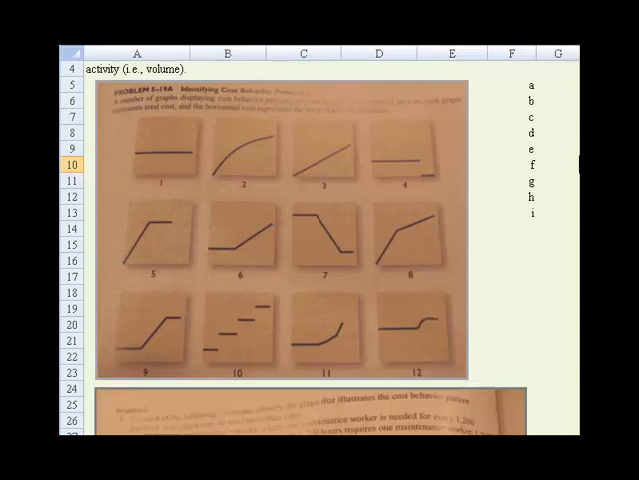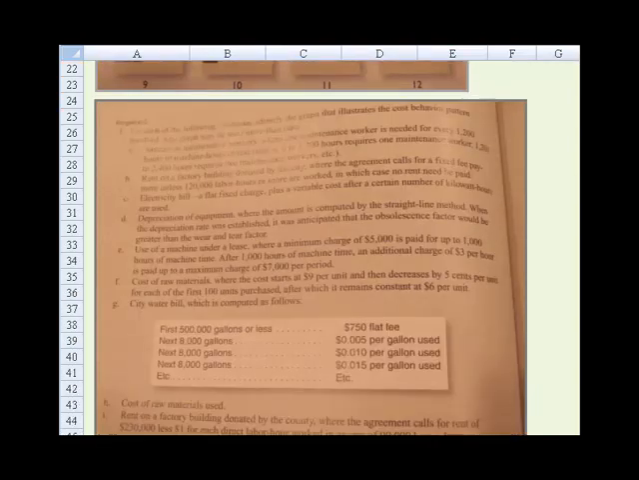Okay, then if I slide down, there's a number of activities that's pretty hard to read, so I better read that for you. And then we're going to match the appropriate item to the graph. So, for each of the following situations, we're to identify the graph that illustrates the cost behavior pattern involved. And any graph can be used more than once.